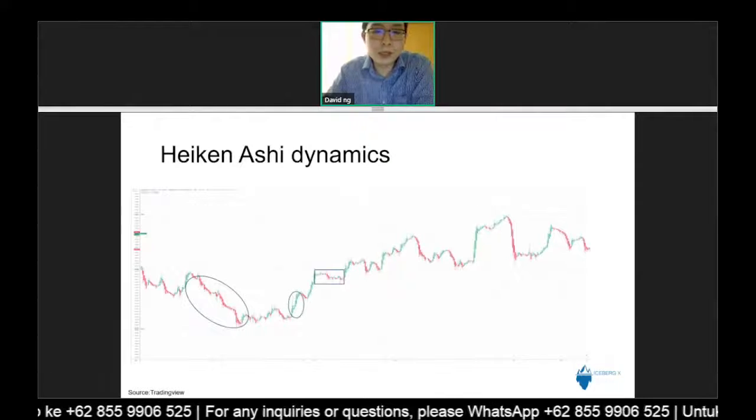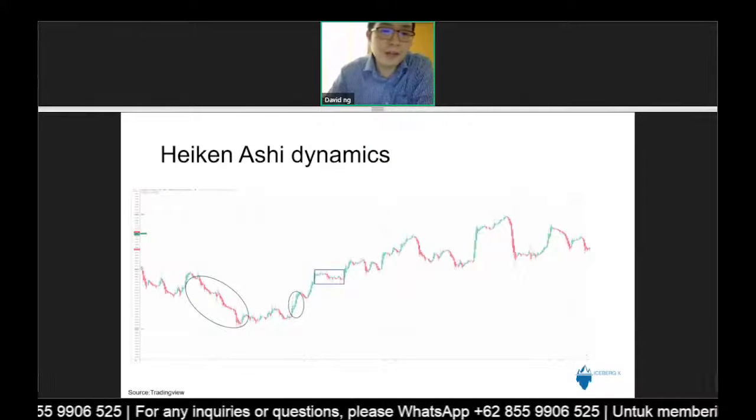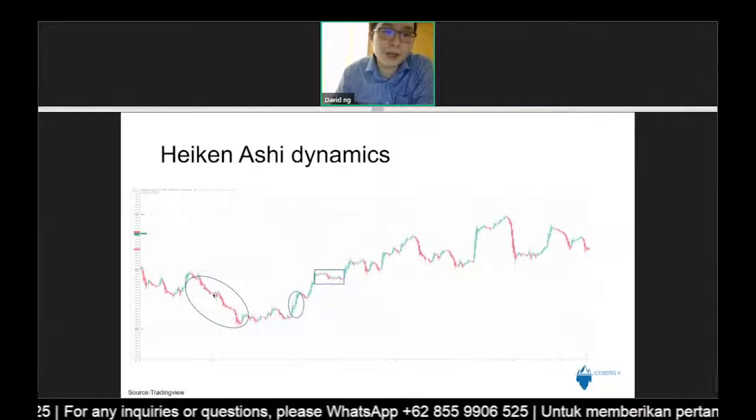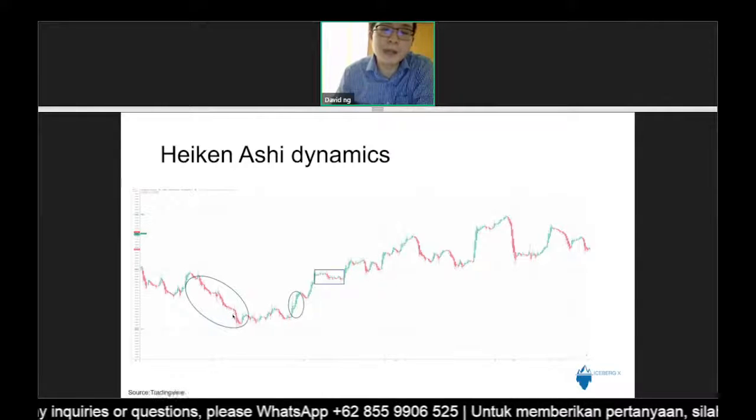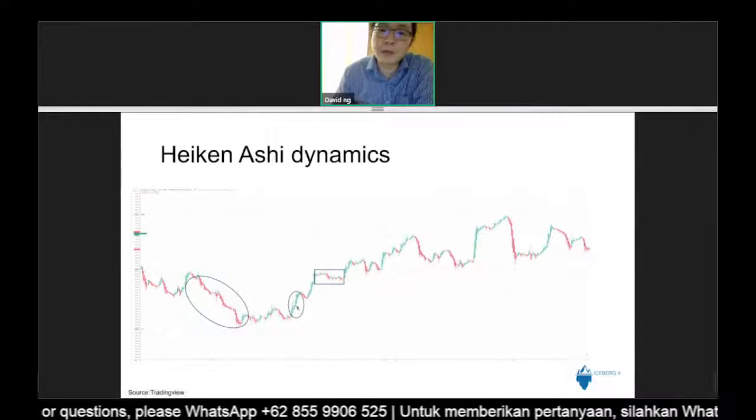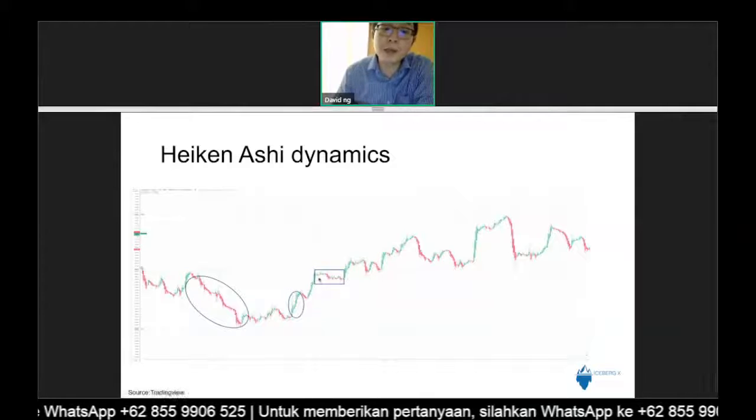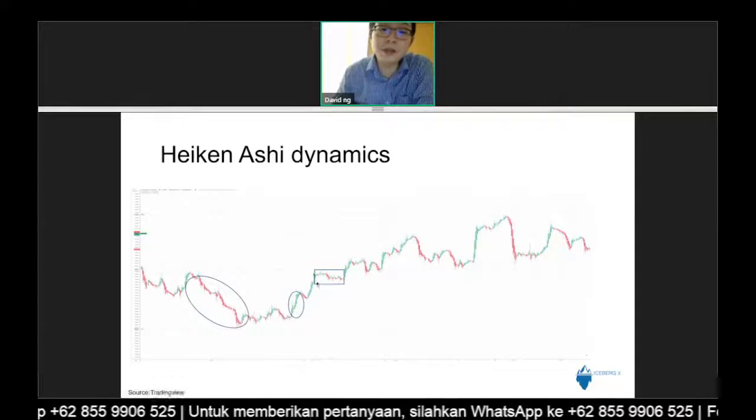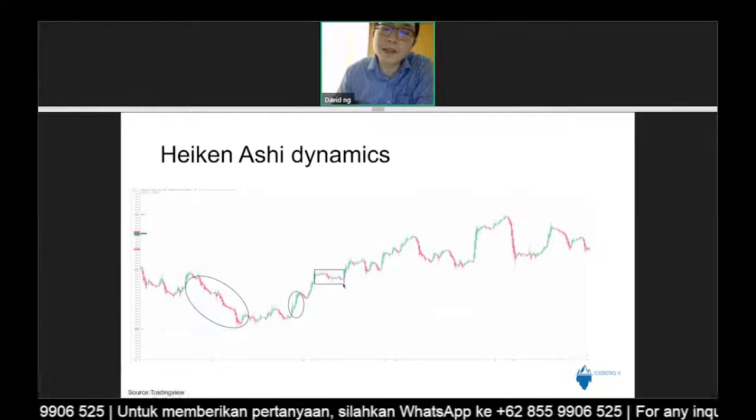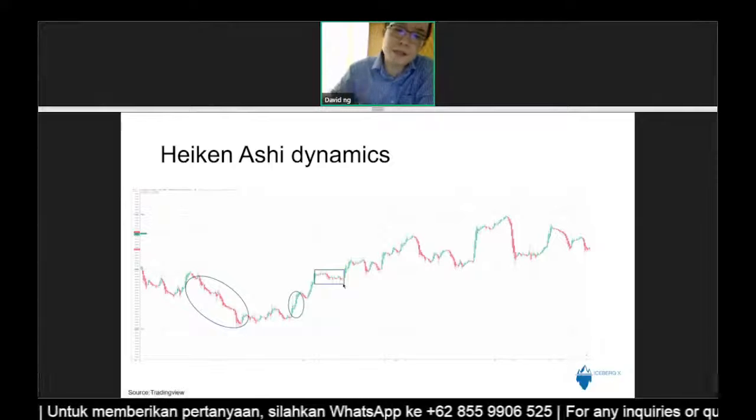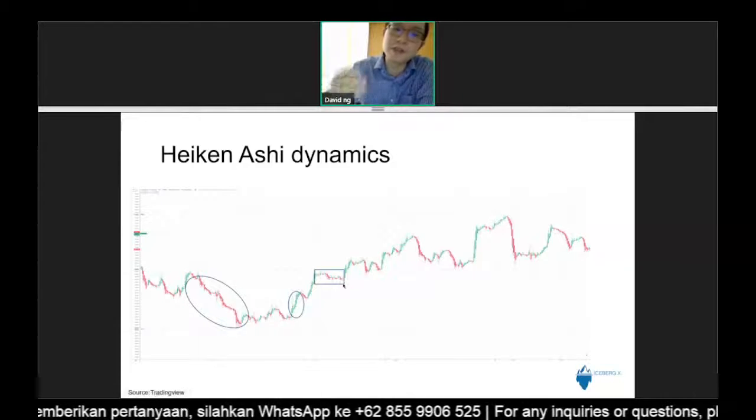Now, for Heiken Ashi dynamics, whenever you see a series of red Heiken Ashi bars, generally the market trend is down. Green Heiken Ashi bars generally tell you the market is up. If you see a series of red and green, that tells you the market is sideways. When it's a sideways market and you're a trend trader, you need a different strategy.